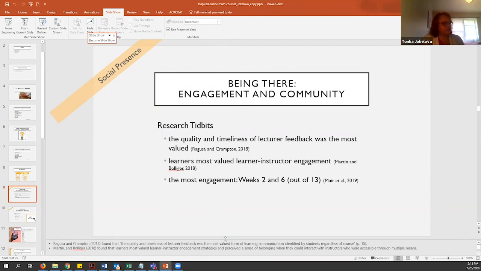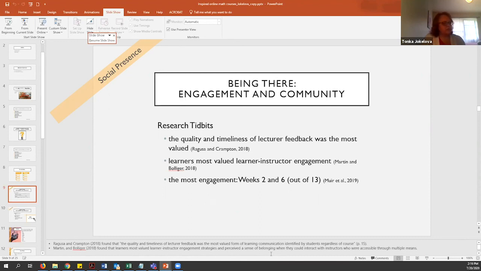The first study that I'm going to very briefly give you the quote from is by Ragusa and Crampton, 2018. They found that the quality and timeliness of lecturer feedback, this is, I think, an Australian journal, so lecturer meaning instructor, was the most valued form of learning communication identified by students regardless of course. So again, instructor feedback is the number one valued factor in students' learning.